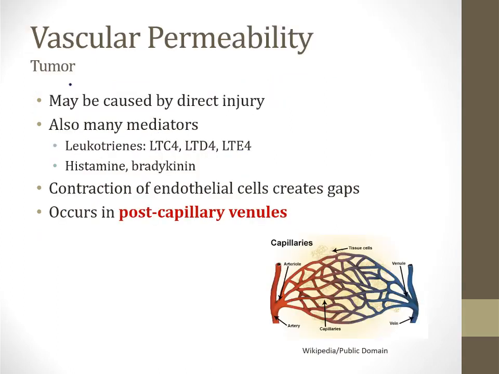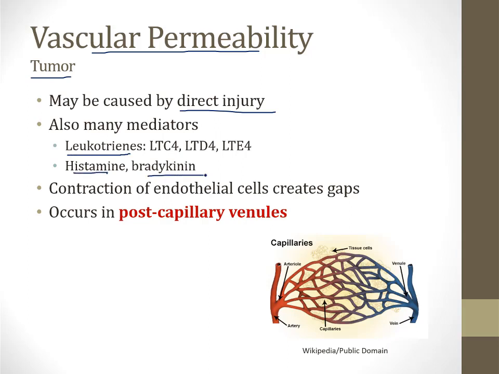Now let's talk about the cardinal sign of tumor, which means swelling. This is caused by an increase in vascular permeability that occurs in the setting of inflammation. There are a couple of reasons that vascular permeability increases. First of all, it is sometimes caused by direct injury. If the cause of inflammation is damage to blood vessels, then that will lead to leakage of plasma. There are also many mediators that cause an increase in vascular permeability. These include a couple of leukotrienes. Those are the eicosanoids we talked about earlier. Also histamine, and as I mentioned, bradykinin.